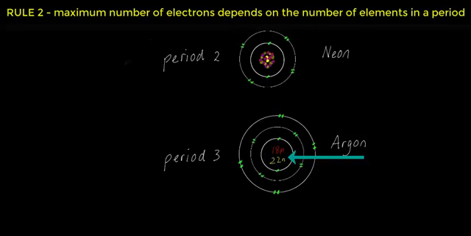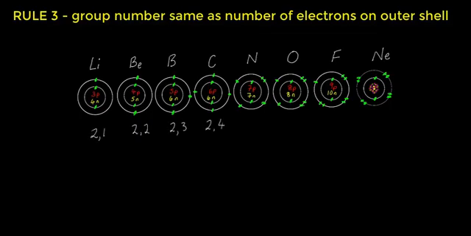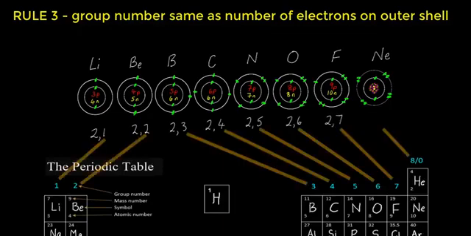Rule 3 is the group number, so the group number is the same as the number of electrons on the outermost shell. Here are period 2 elements going from left to right, and you can see that the second number of the electron configuration corresponds with the group number they're in. And by now we should actually be moving on from drawing nice little circles inside the nuclei.